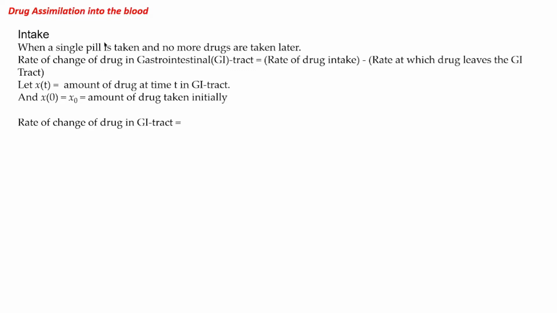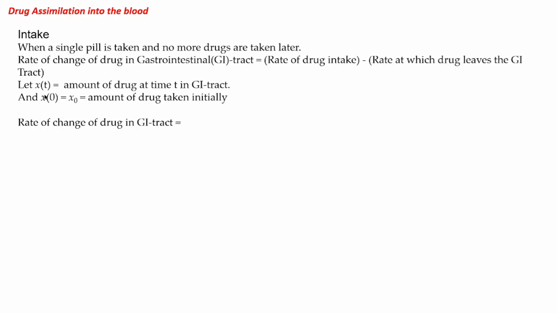Now moving on to the next model, which is the drug assimilation model, where we will be able to find the amount of drug that is in the body at any time t. So first, if a single pill is taken and if no more drugs are taken later, then the rate of change of drug in the gastrointestinal tract is given by the rate of drug intake minus the rate at which the drug leaves the gastrointestinal tract.